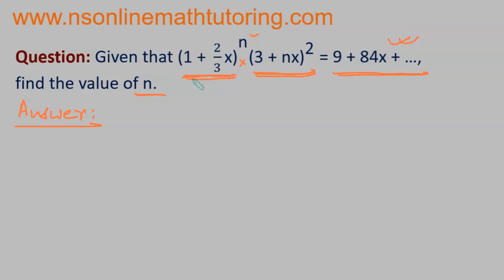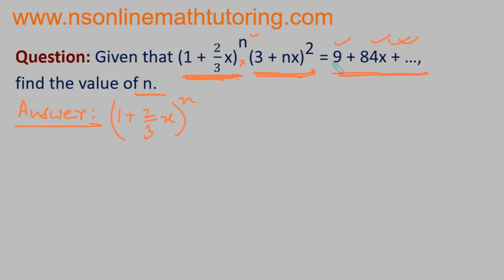So, since this is the first binomial expansion, let me take up this one first. So, I write 1 plus 2 over 3 times x whole raised to the power of n. And in the expanded form, I am seeing there is the constant term and there is a term containing x. And in these two binomial expansions, I am seeing there is no term which is having x in the denominator.